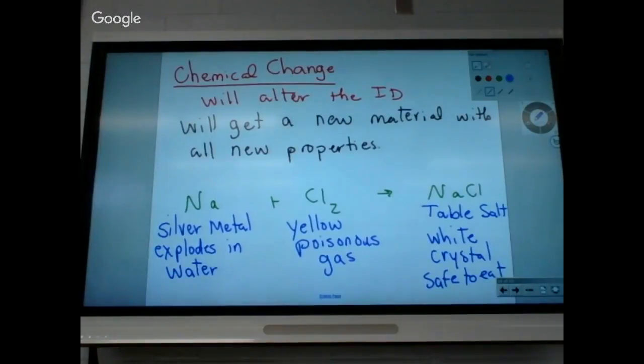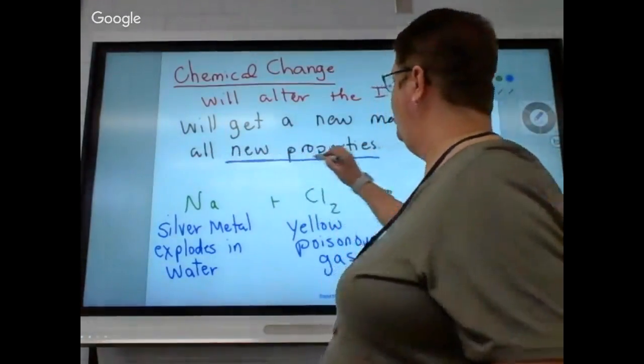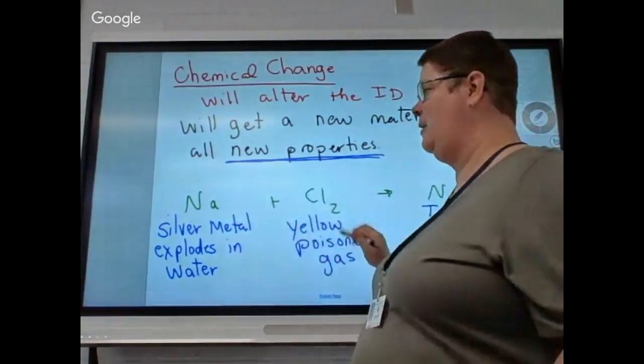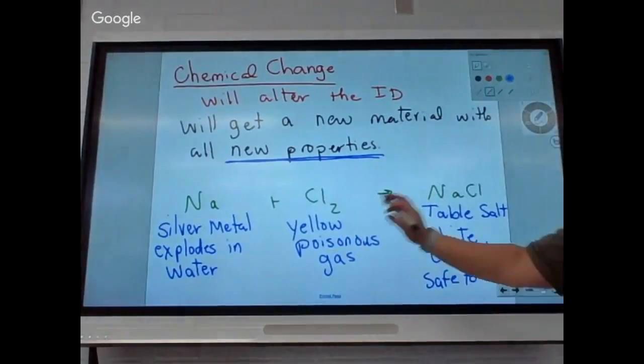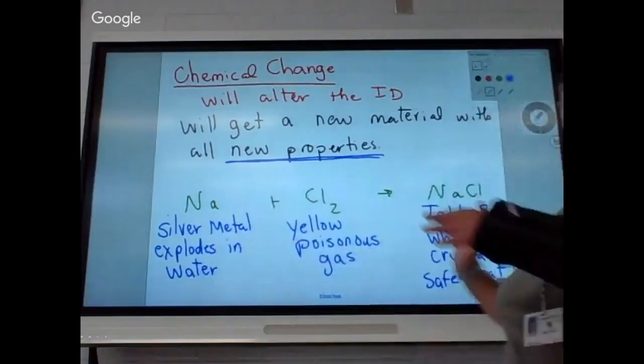Now, how do we know that it underwent a chemical change? It doesn't kill us, so that's important. But I'm going to tell you which indicator it has in just a second. Okay? Now, that's what I'm talking about when I say it gets all new properties. It does not keep any of what it started with. It gets all brand new properties. These properties that it started with go away completely.